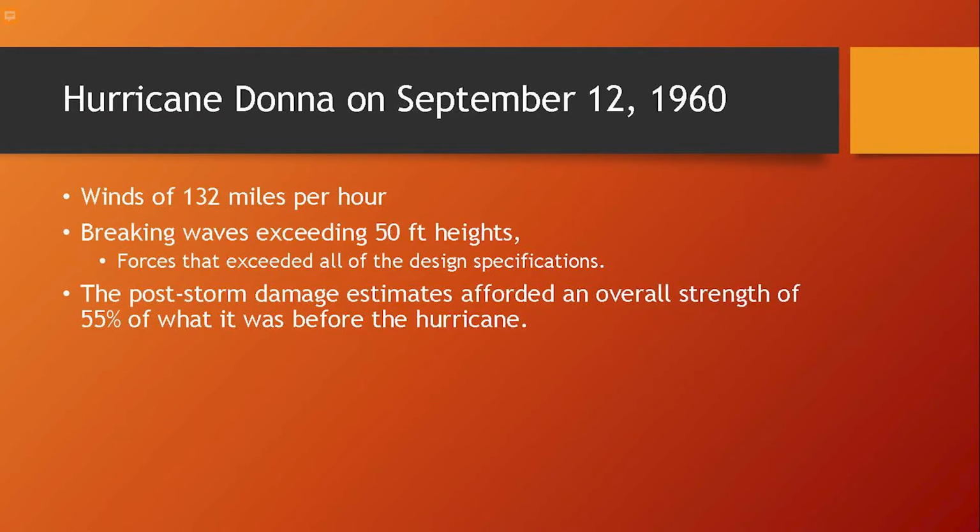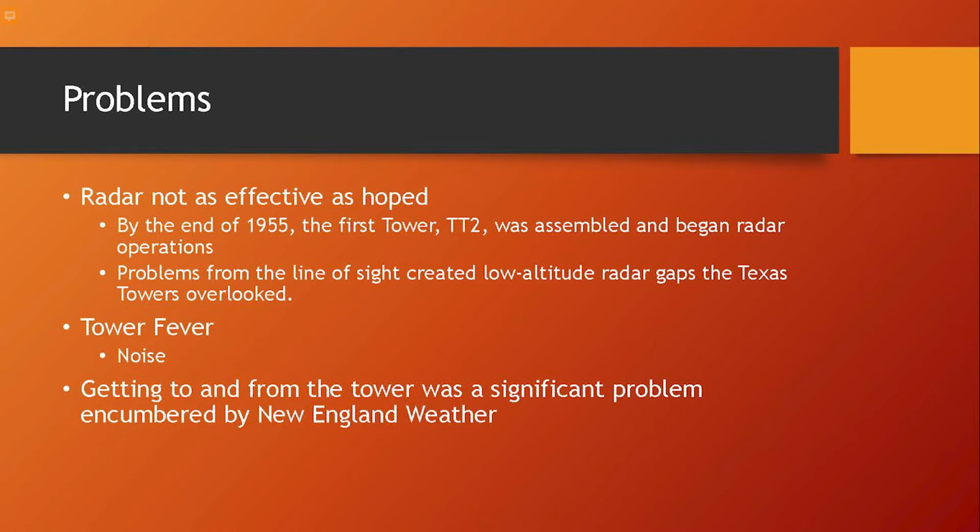On September 12, 1960, Hurricane Donna hit Texas Tower 4 with winds of 132 miles per hour and breaking waves exceeding 50-foot height. This exceeded all design specifications, and the tower was seriously damaged in the storm. The post-storm estimates were that the overall strength was 55% of what it was before the hurricane. Texas Tower 4 wasn't the only tower with problems.